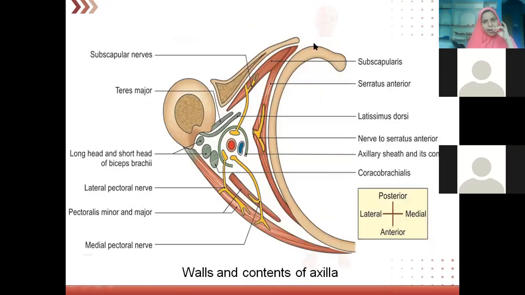Now this is again the layout of the axilla that we are seeing. Now we should know what are the muscles in front and behind. See, this is the anterior aspect of the axilla. So the first muscle is pectoralis major.